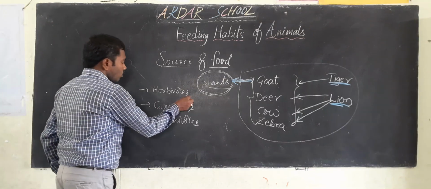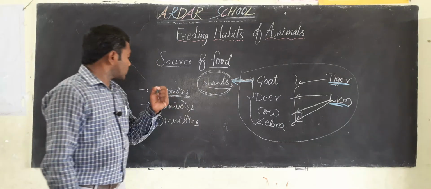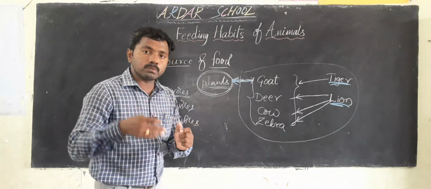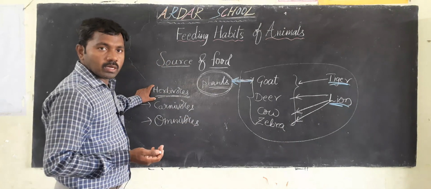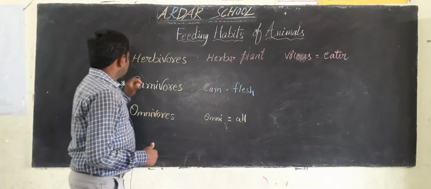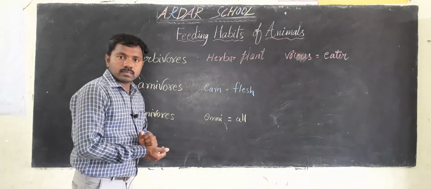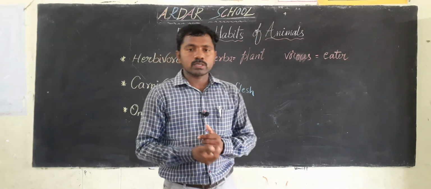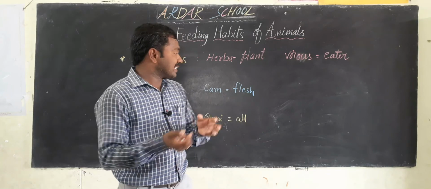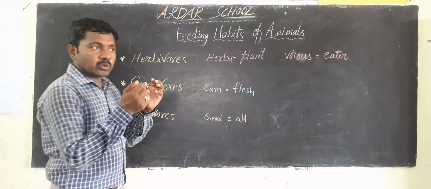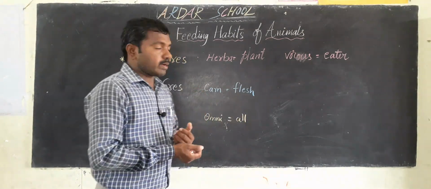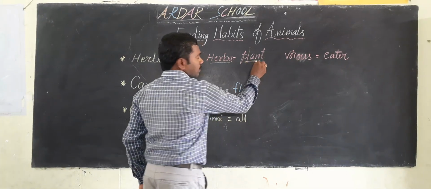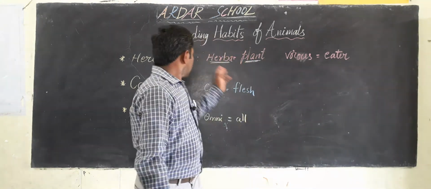Now we discuss the herbivores. Which animals eat plants or plant products? Those are called herbivores. Some animals like cow, zebra, deer, horse, sheep, goat are directly dependent on plants. They eat only plants and grasses. That's why they are called herbivores. Here herba means plant and vorous means eater.